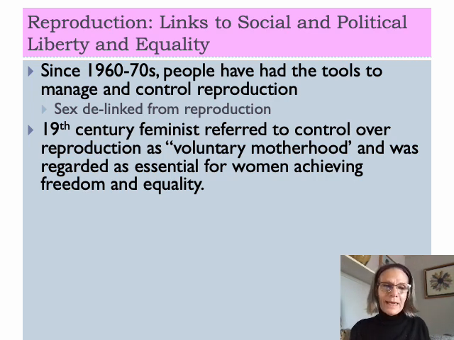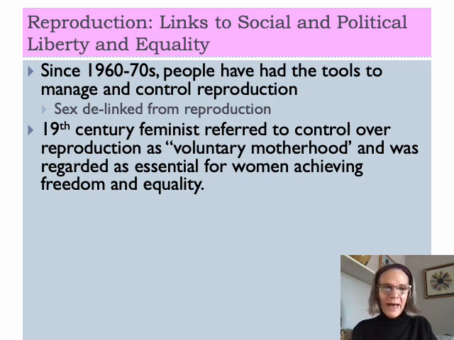19th century feminists referred to this control over reproduction as voluntary motherhood. They regarded voluntary motherhood as essential for women achieving freedom and equality. Voluntary motherhood is this idea that women bring themselves to being mothers. They choose to become pregnant. And they also can control not becoming a mother, right? That they can have control over that.